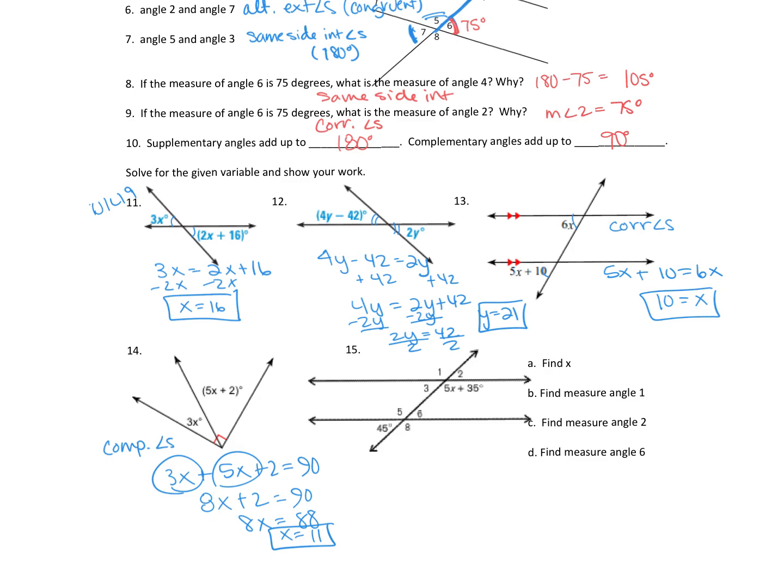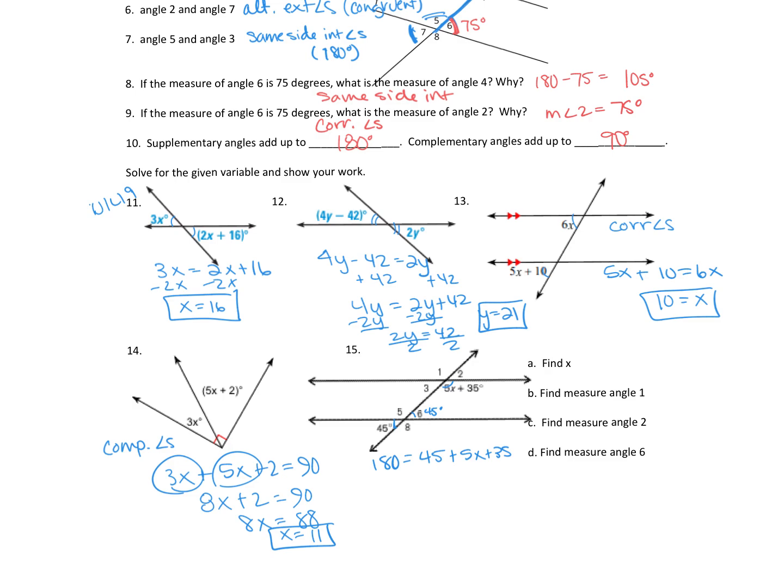Hi, geometry. So let's take a look at this problem. First of all, my 45 degrees and my 5x plus 35 degrees are not actually related, but I can figure them out by associating them with other angles. For example, 45 degrees and angle 6 are vertical, so I know 6 is 45 degrees. And then angle 6 and 5x plus 35 are same side interior, so they are supplementary. So I know 45 plus 5x plus 35 has to equal 180.